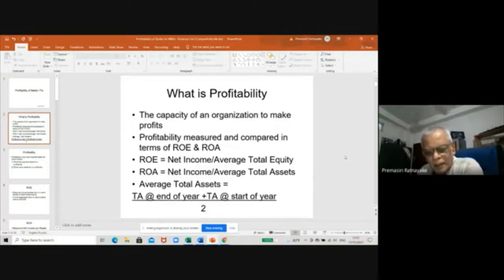So what is profitability? The capacity of an organization to make profits. The profitability is measured and compared in terms of return on equity and return on assets. Equity is the shareholders' funds. Assets are the portfolio assets in an organization.